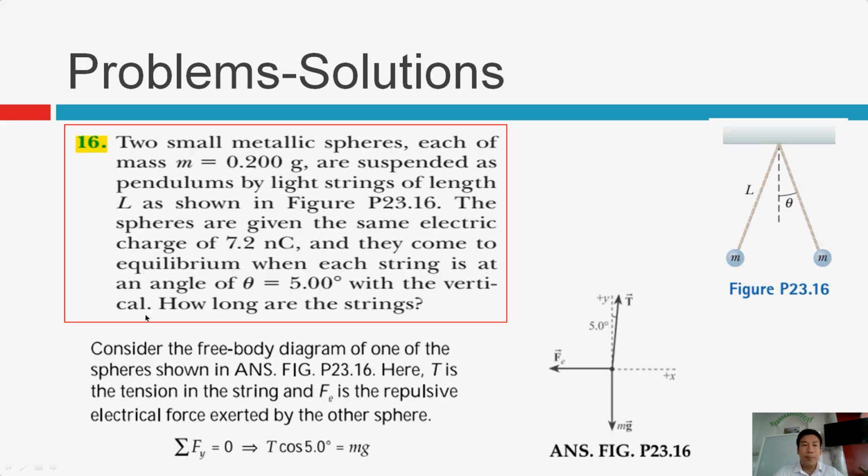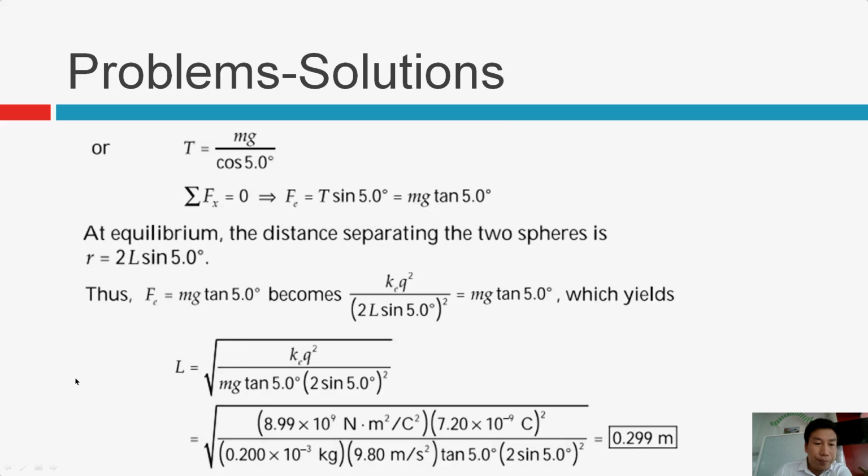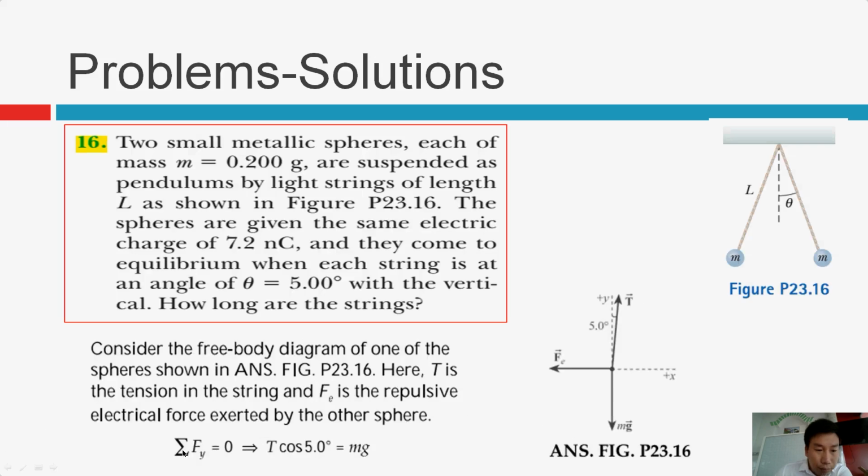So you can see here, the problem is that we have two small metallic spheres.